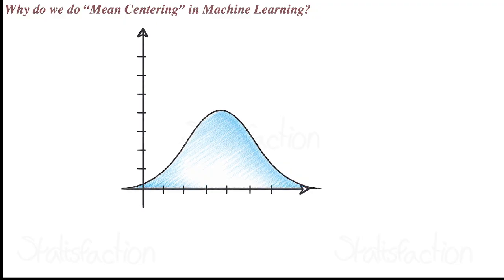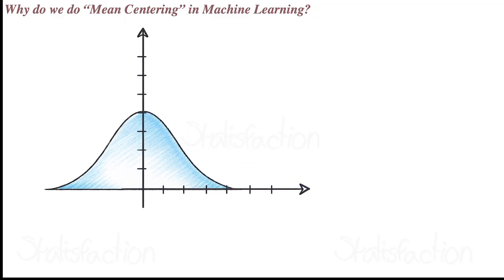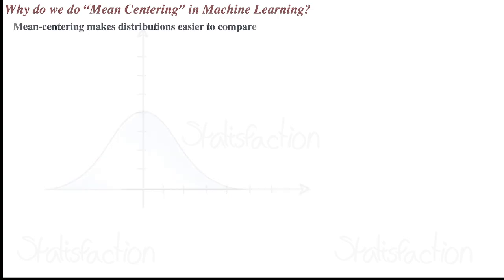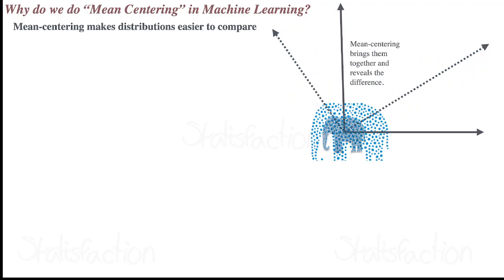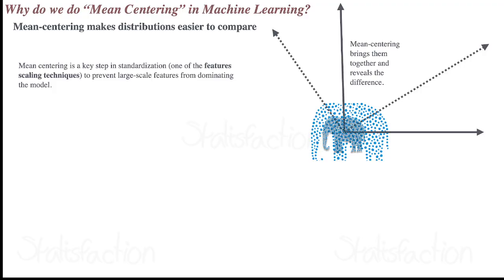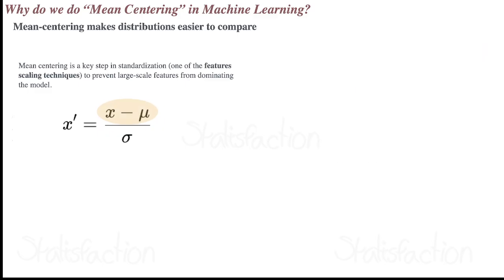Why do we perform mean centering in machine learning? Mean centering helps put distributions on equal footing, so comparisons are clearer. Mean centering is a key step in feature scaling that allows us to standardize data so large-scale features don't dominate the model. To standardize the data, we subtract the population mean from the sample mean and divide by the population standard deviation.